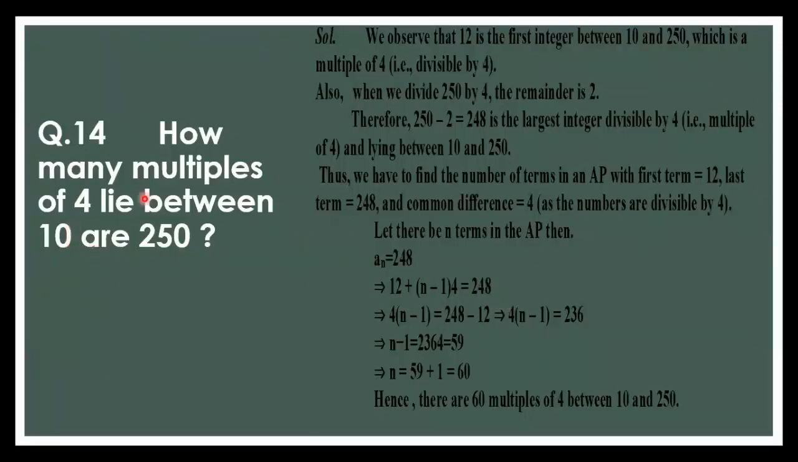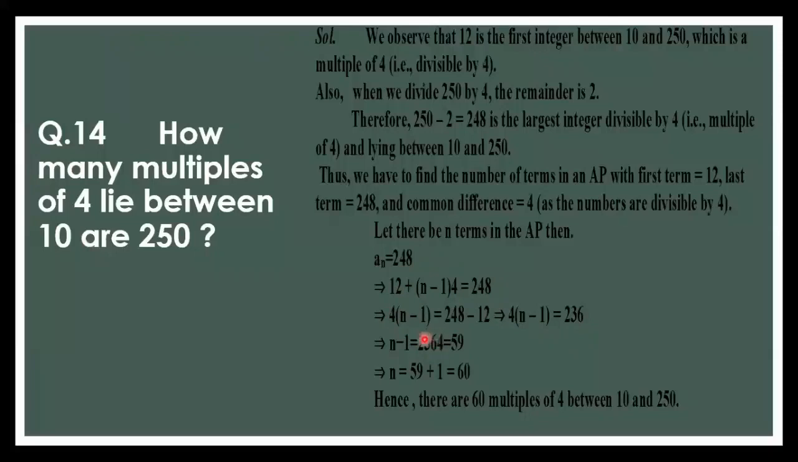Since all the terms are multiples of 4, D value is 4. Any doubt? No, ma'am. Just apply A value, D value and the last term. So you'll get 12 plus n minus 1 into 4. This 12 is subtracted from 248. That is 236. Then 4 you take to the denominator.